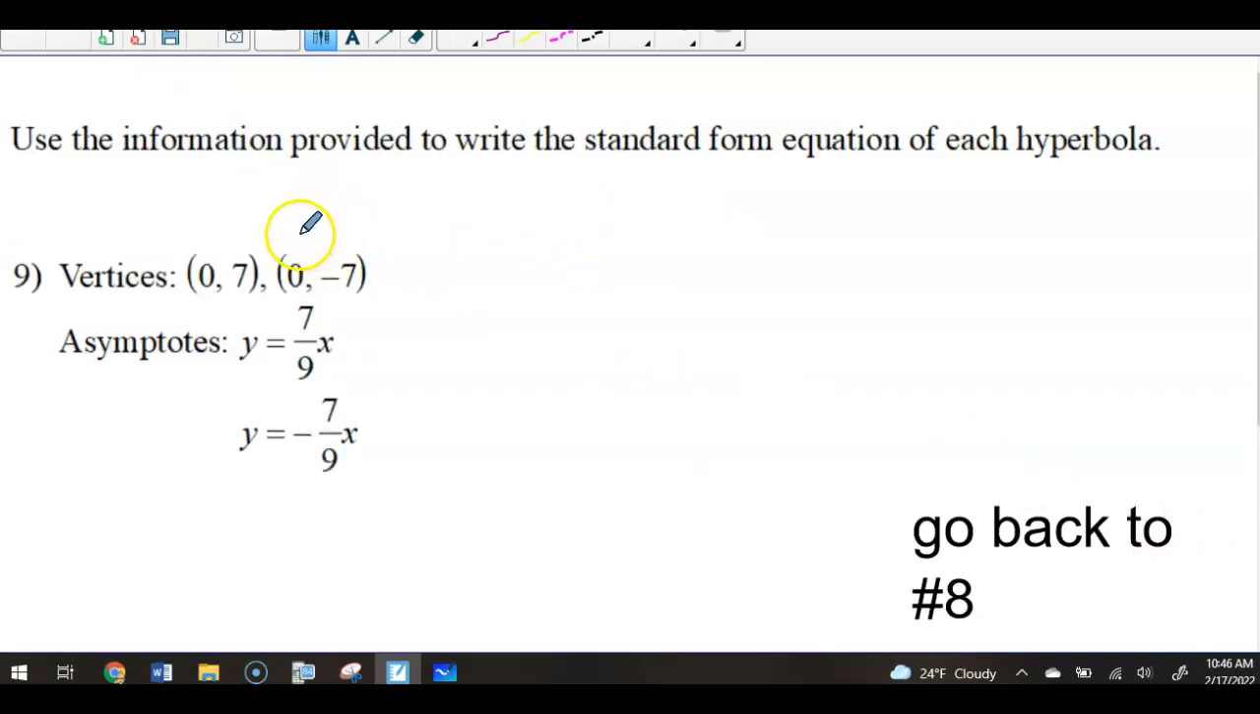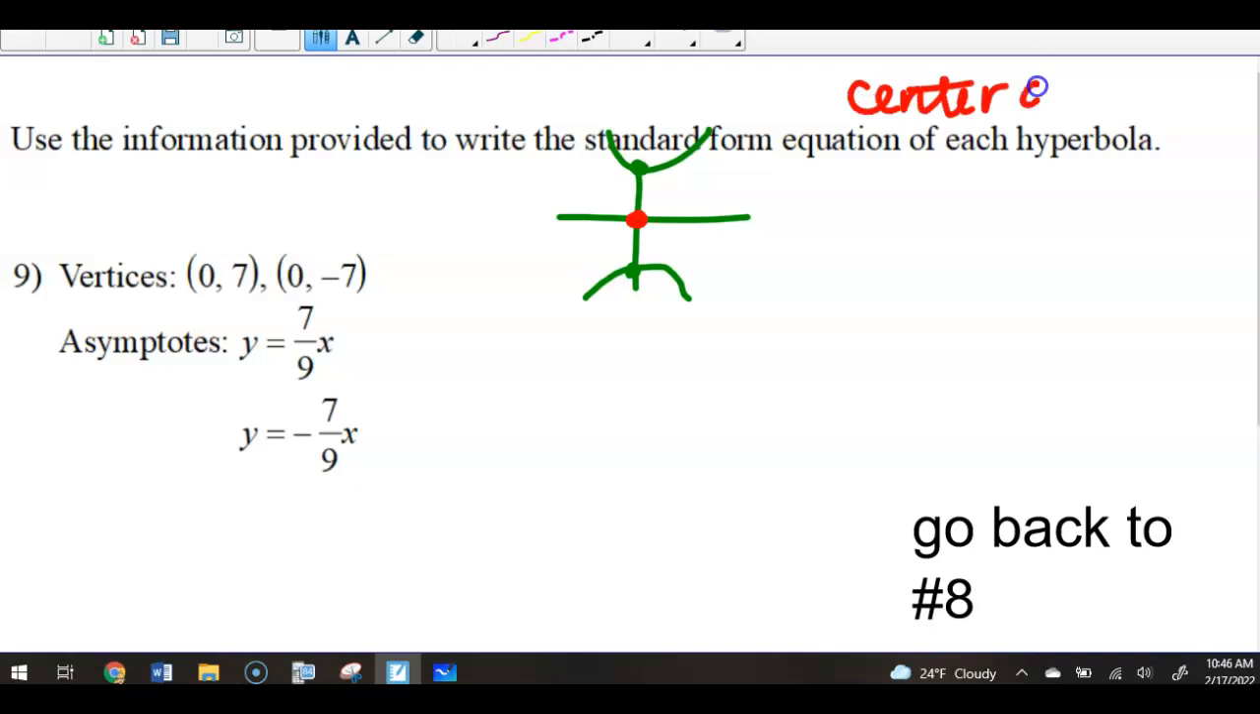Okay, so when you have, I'm just going to sketch super fast here. If we had over 0 and up 7, and down at -7 are the vertices. That means it's going to open up and down. So a sketch helps me think about which equation I'm using, but it also already tells me the center is at the midpoint of those. I'm not going to give you anything super tricky to find a midpoint, but the center is clearly at 0, 0, okay?